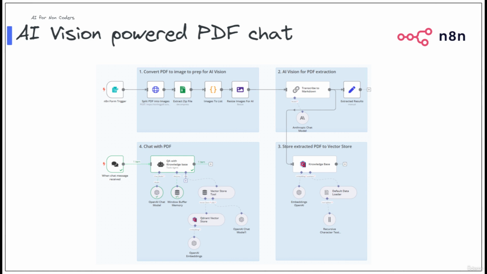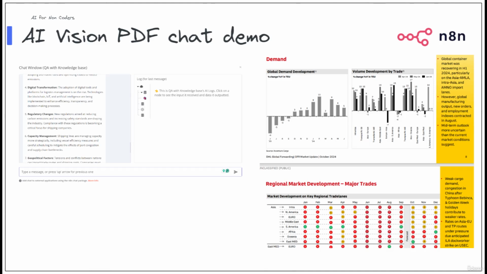of PDF text extraction. We'll be using the same Qdrant vector store as in section 3 of the course. We'll then build a chat interface to gain insights from that PDF information. The workflow template is available in the course resource link and can be imported to N8N. Let's see a demo of this AI automation in action.